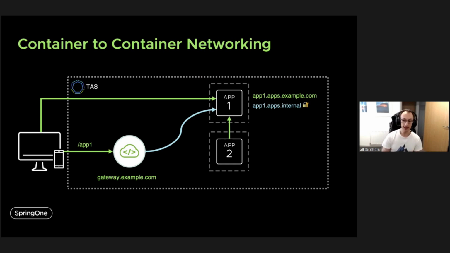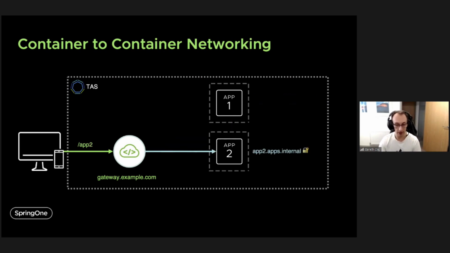And then lastly, any other apps from within the platform can also access App1 via its external URI. They'd only be able to access it via the internal URI if you were to explicitly set up a network policy to allow that to happen. So we haven't shown that here.